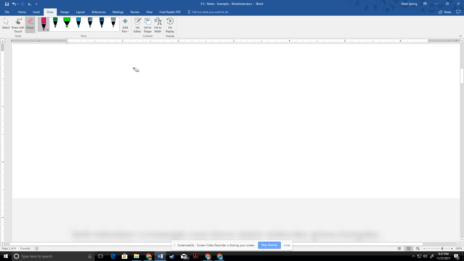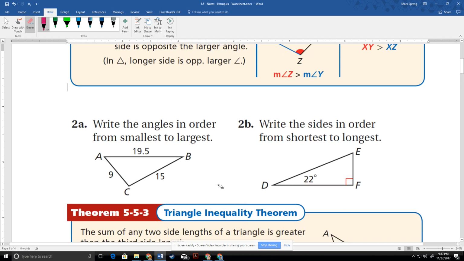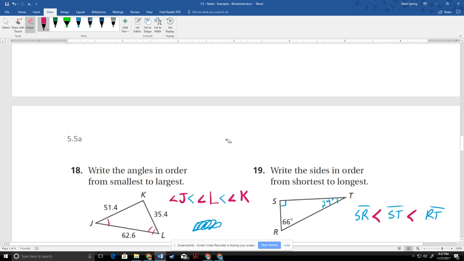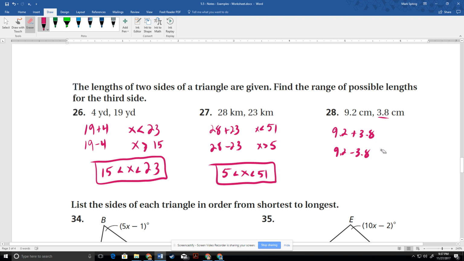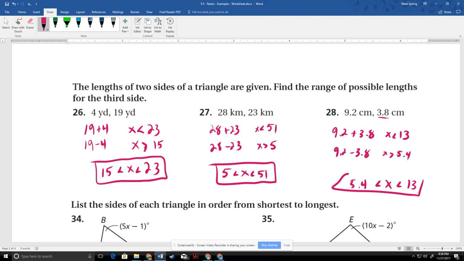Okay, redo. Okay, so here we go. Let's see. No more eraser. Okay, so it was 13. So x has to be less than 13, but it has to be greater than 5.4 when I subtract them. So 5.4 has to be less than x, which has to be less than 13.